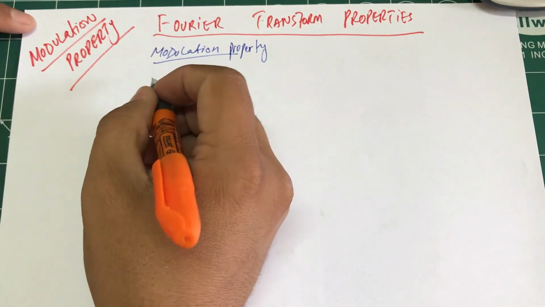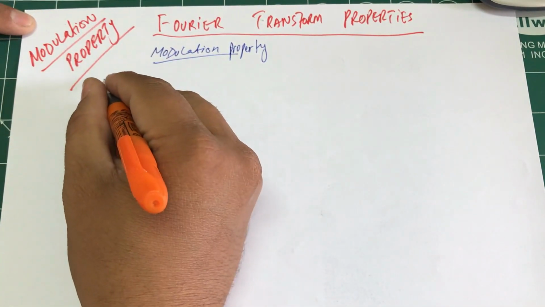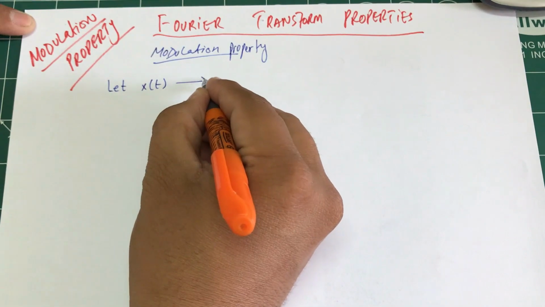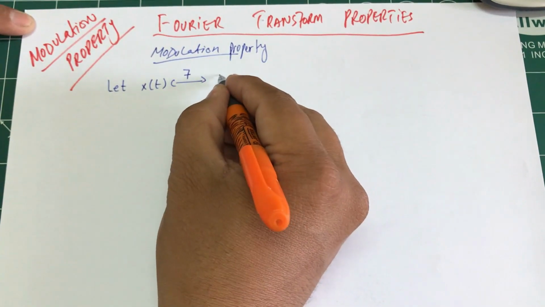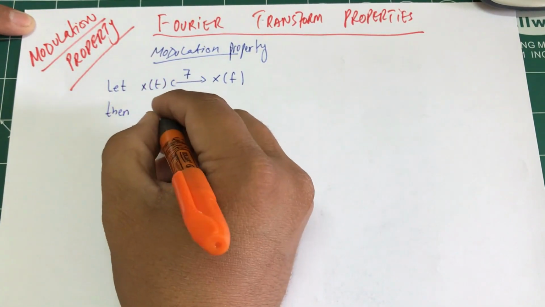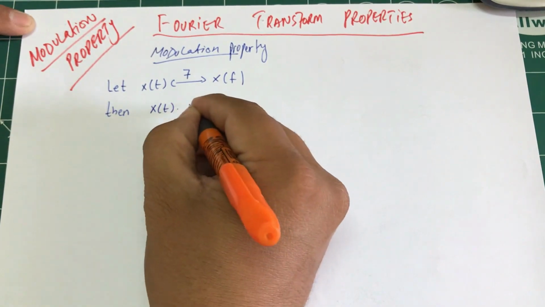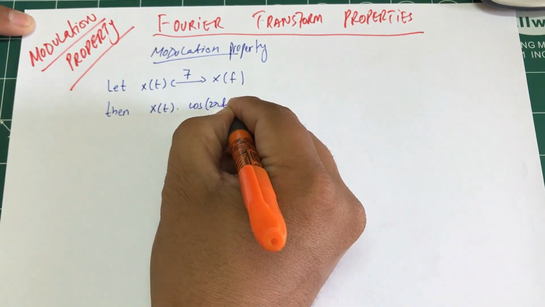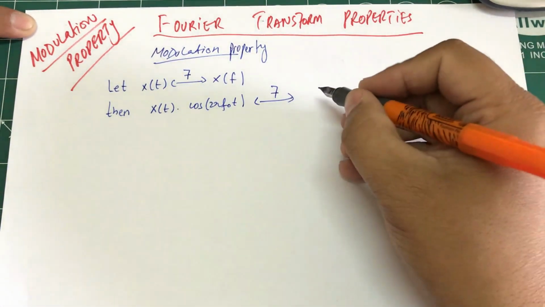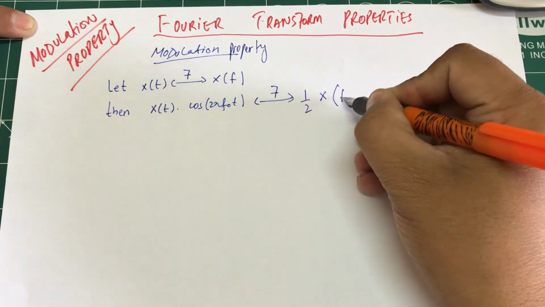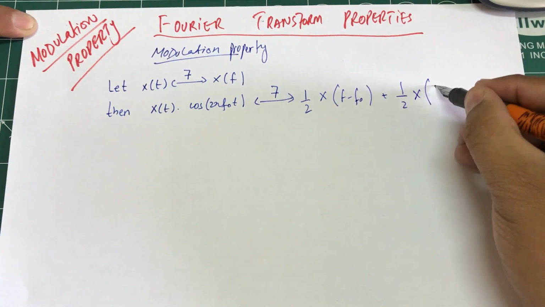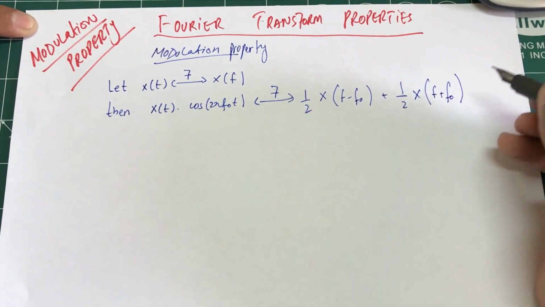All right. So in order for me to do that, let's do the same thing. Let's try to prove that property. Let x of t have a Fourier transform x of f. Then x of t multiplied by cos 2 pi f naught t should give me 1/2 x of f minus f naught plus 1/2 x of f plus f naught.